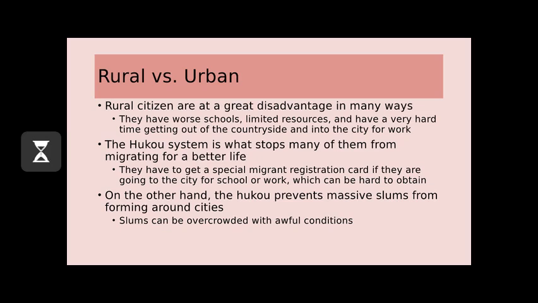On the other hand, the hukou does generally prevent massive slums from forming around cities. It's for this reason that China's urban centers, unlike those found in India or Brazil, for example, don't have these massive slums, which are generally overcrowded and have deplorable conditions.